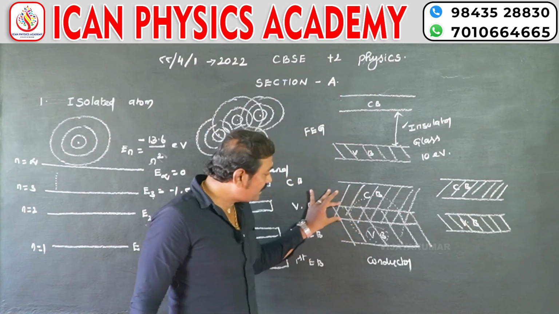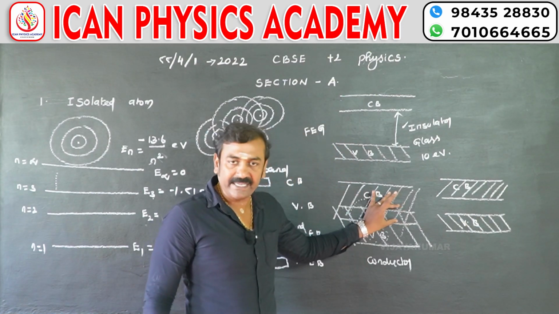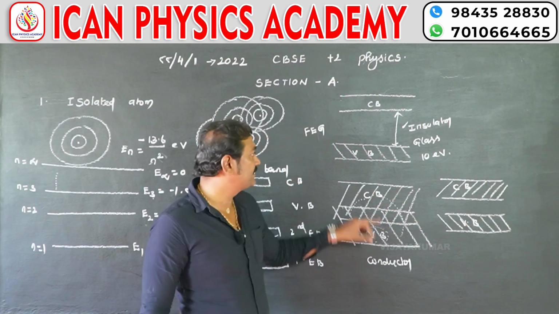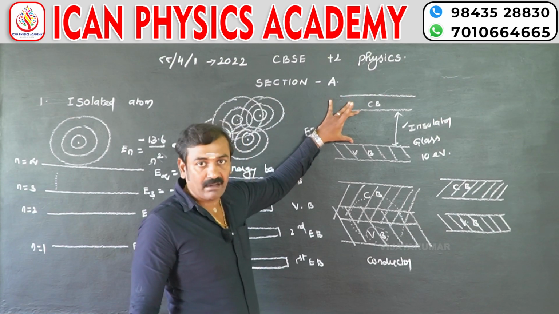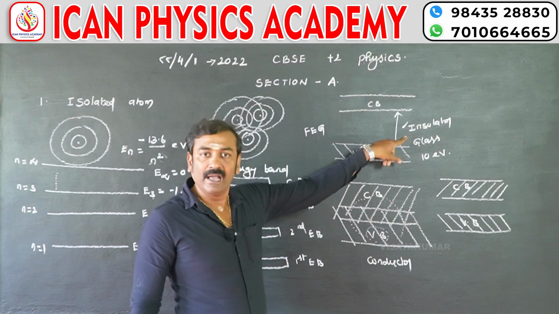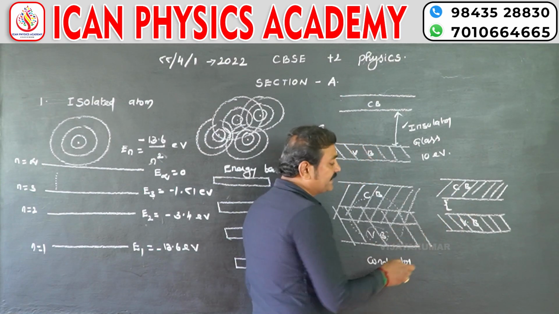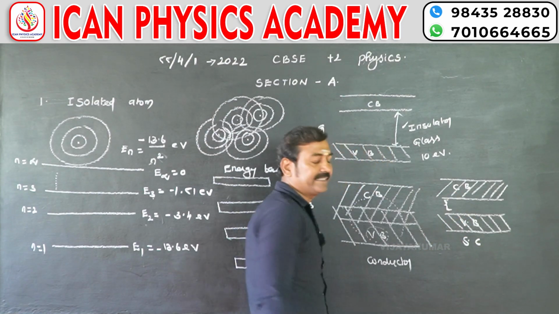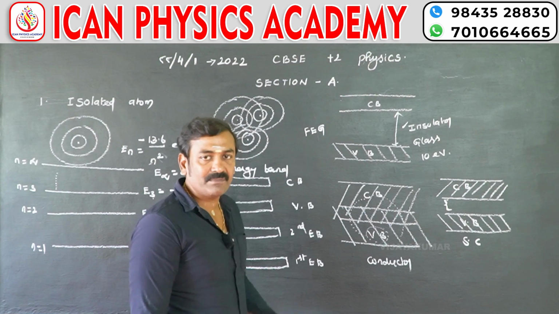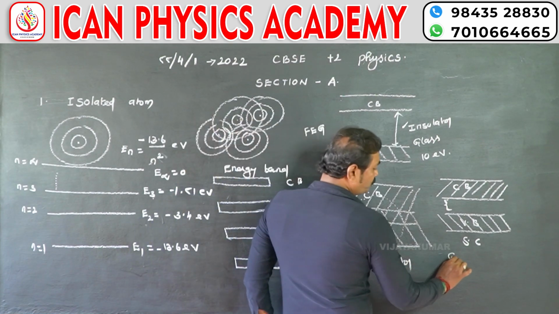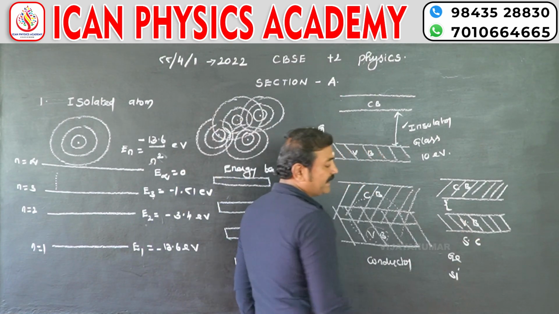Here there is no forbidden energy gap for conductors. Here the forbidden gap is very large, so that is for insulators. Here the forbidden energy gap is very small, so it is for semiconductors. I give examples for semiconductors: germanium and silicon.